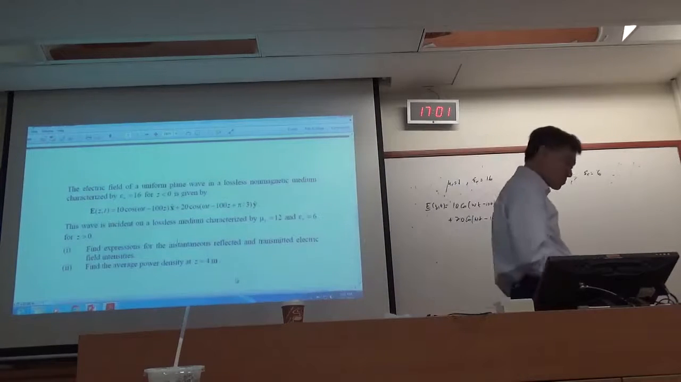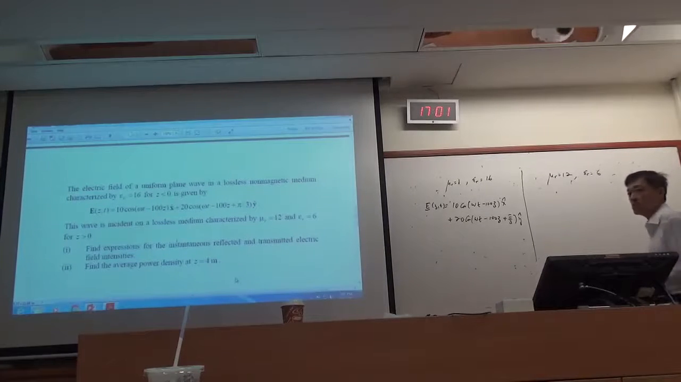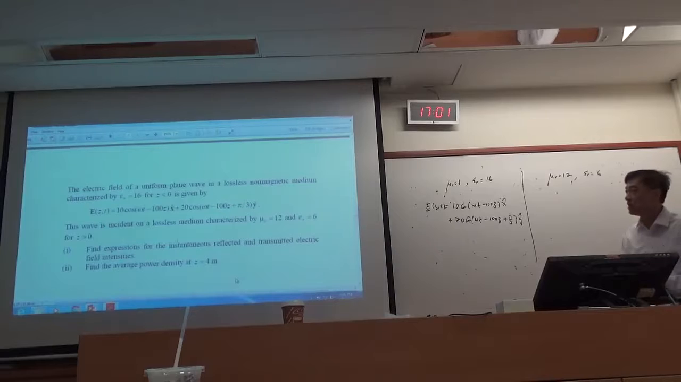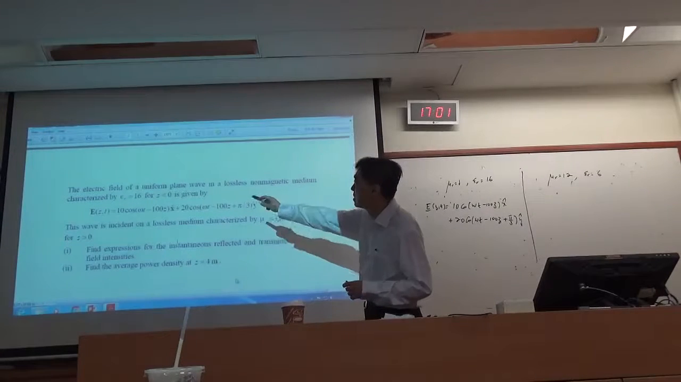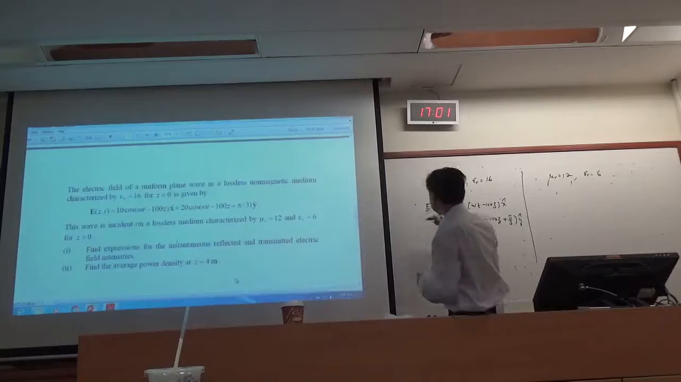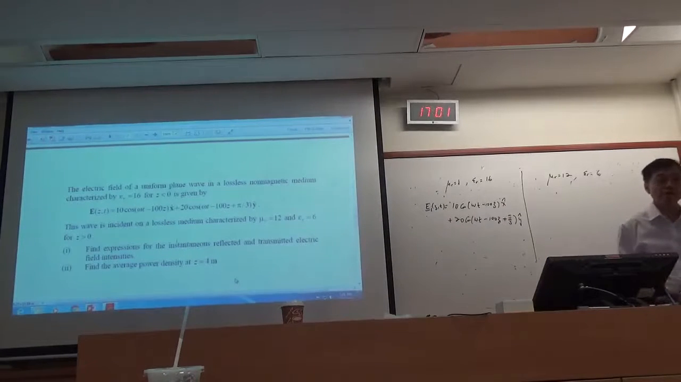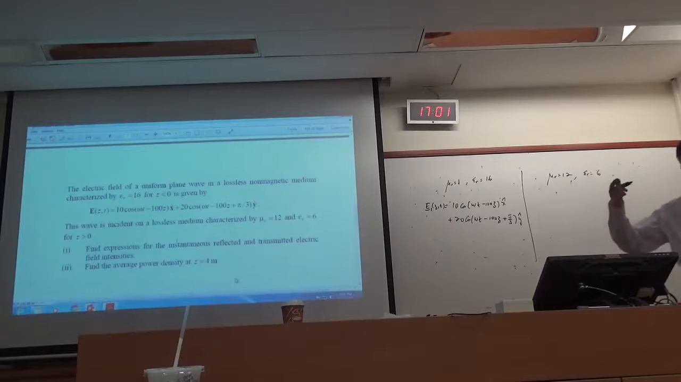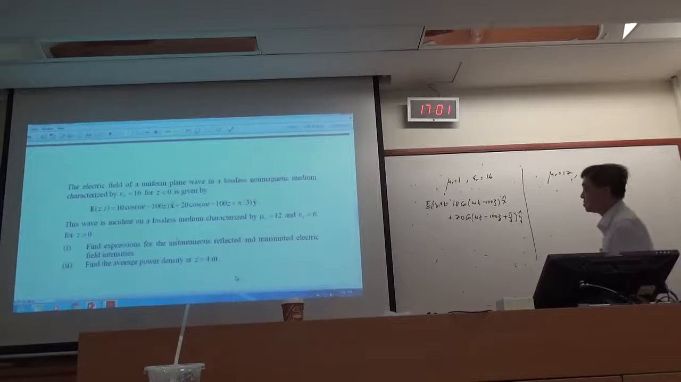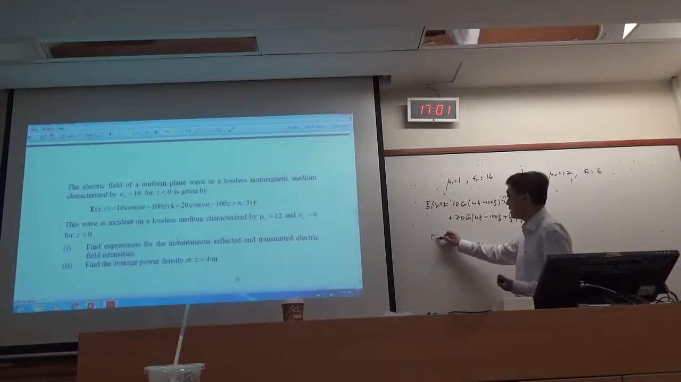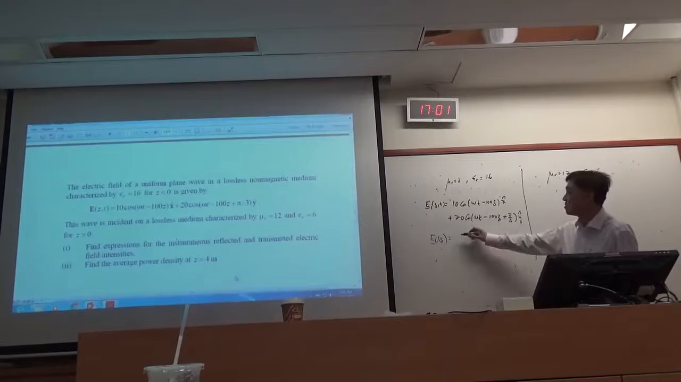Now, how to approach this one? Okay, this one is incident, so this is E_i. Now to do this, the advice is to write it down in phasor form first. So what is the phasor form? E_i(z) is equal to, how to write the phasor form?